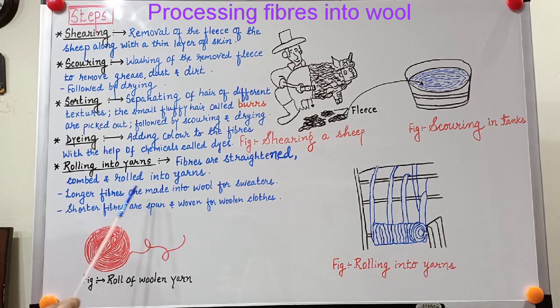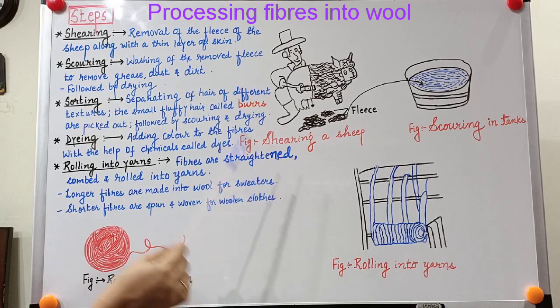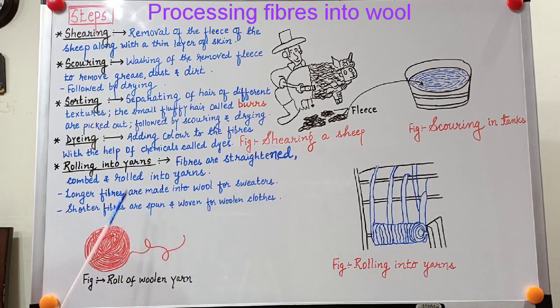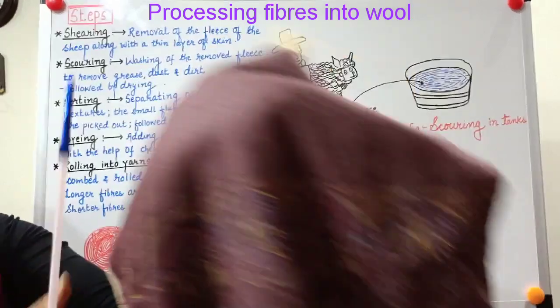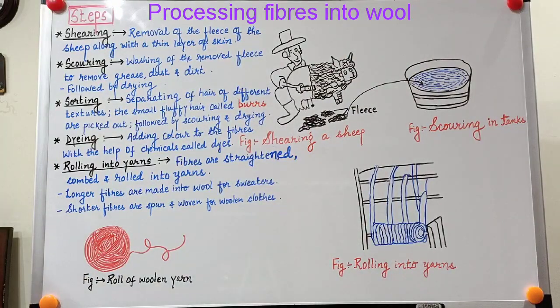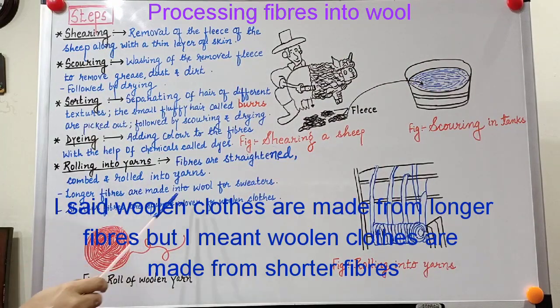So longer fibers are made into wool for sweaters, and the shorter fibers are spun and woven for woolen cloths. It means longer fibers are used to make wool for making sweaters, and the shorter fibers are spun and woven for making woolen cloths. Like this. This must have been made from the shorter fibers, and woolen cloths are made from the longer fibers.